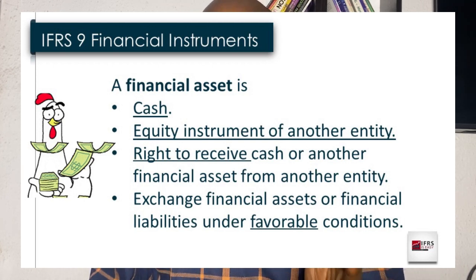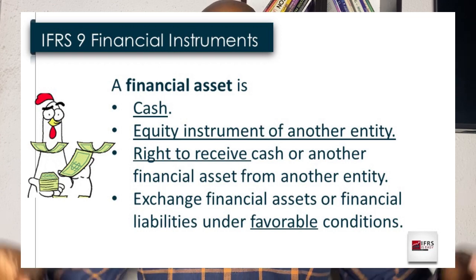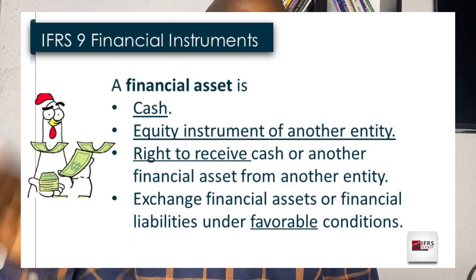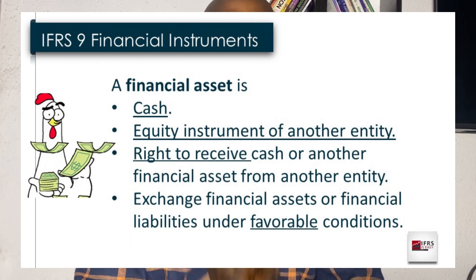Now, when you look at the definition of financial asset, it says that the first thing is that it is cash. But don't forget that we have established that a financial instrument is any contract. Automatically, a financial asset must be generated as a result of a contract. And so it goes without saying that a financial asset has to be a contract. Okay, so a financial asset is cash, meaning that when you have cash, you have a financial asset.